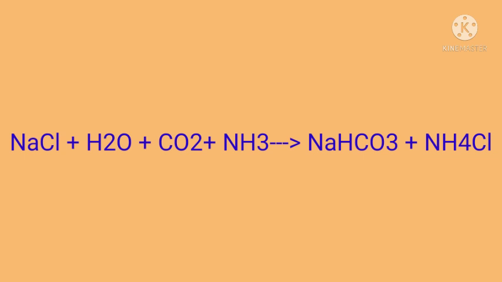This is the method of preparation of baking soda. Now, how is this baking soda able to make the food item soft and spongy? It is because when we are heating this baking soda, it will undergo thermal decomposition, producing three products: sodium carbonate, H2O and carbon dioxide.